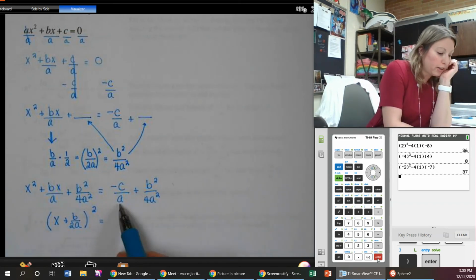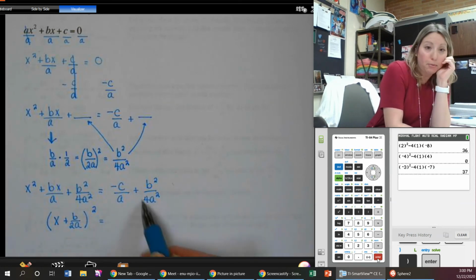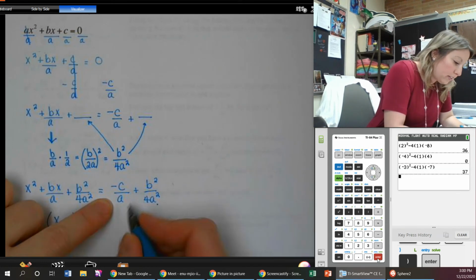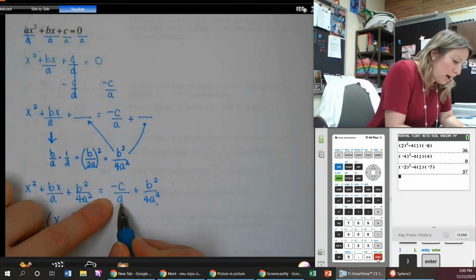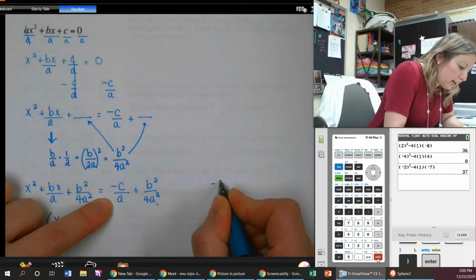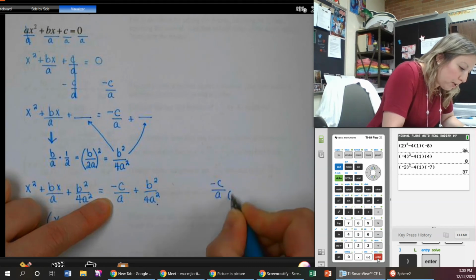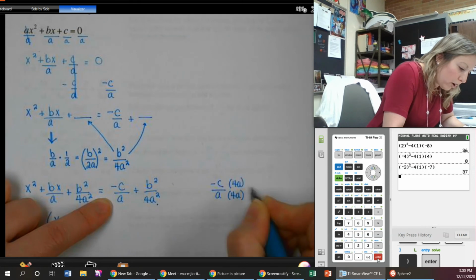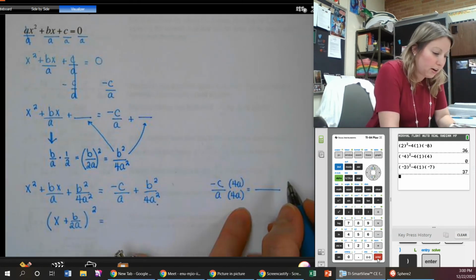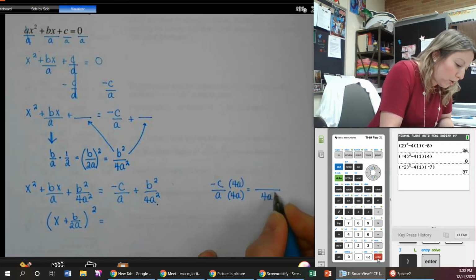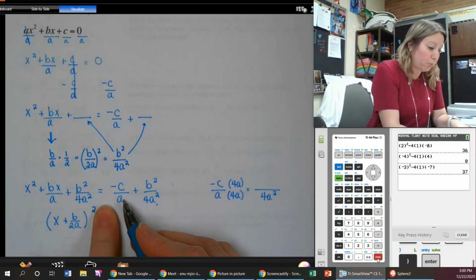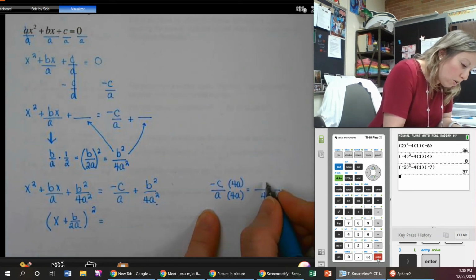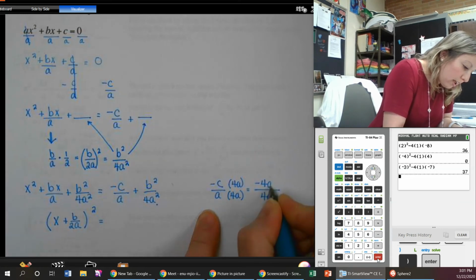Now, the only problem over here is I've got to get the same denominator right there. Okay, so let's take negative c over a and multiply top and bottom by 4a because we need to have the bottom be 4a squared. So there was already an a there. So now let's get that 4a squared like we want. But the top has to match. So it'll be, if I go in order, negative 4ac.